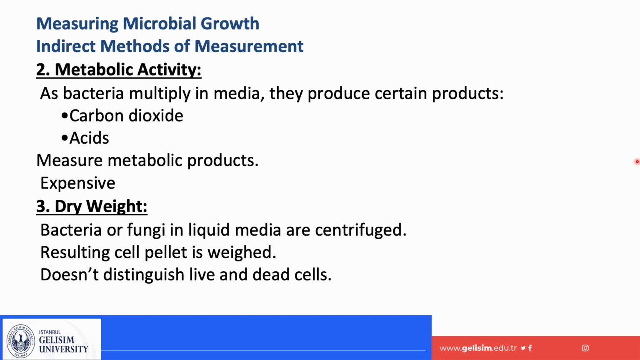Dry weight is another indirect method for measuring microbial growth that involves centrifuging bacteria or fungi in a liquid media and then weighing the resulting cell pellets. This method doesn't distinguish live and dead cells, so it doesn't provide a complete picture of microbial growth.